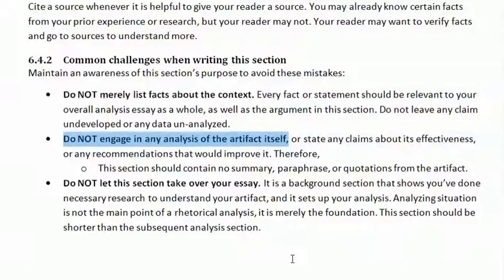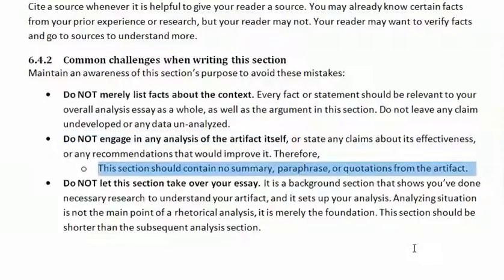So I'm asking you as my students to use these training wheels to distinguish what is situational and what is not, what's within the artifact and it's part of its content. So I'm going to ask you to avoid making summary, paraphrase, or quotations from the artifact. Now I know that you can get clues about audience and about the situation from inside the artifact itself. I know that's a fact. However, for this situation section, it can often bring you off track.